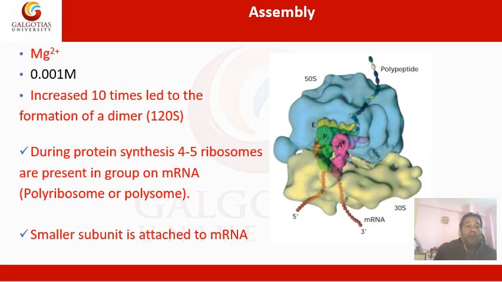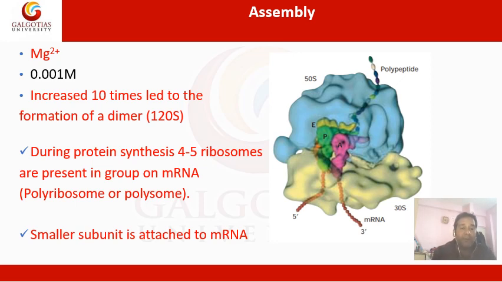And when the concentration of magnesium ion increases tenfold inside the cytoplasm, then what will happen? It will lead to the formation of a dimer, a 120S dimer. Two different ribosomes unite with each other and the process of protein synthesis halts.